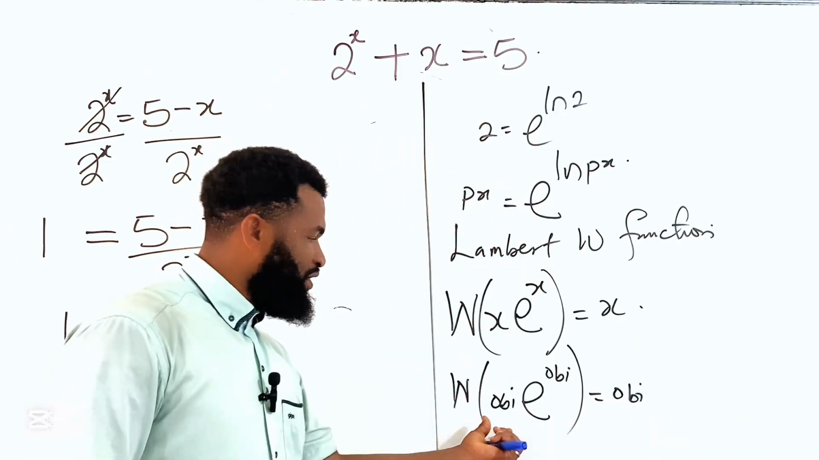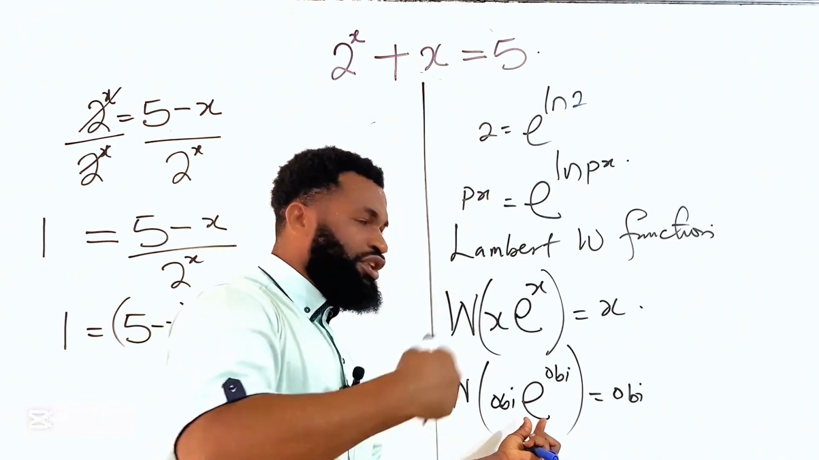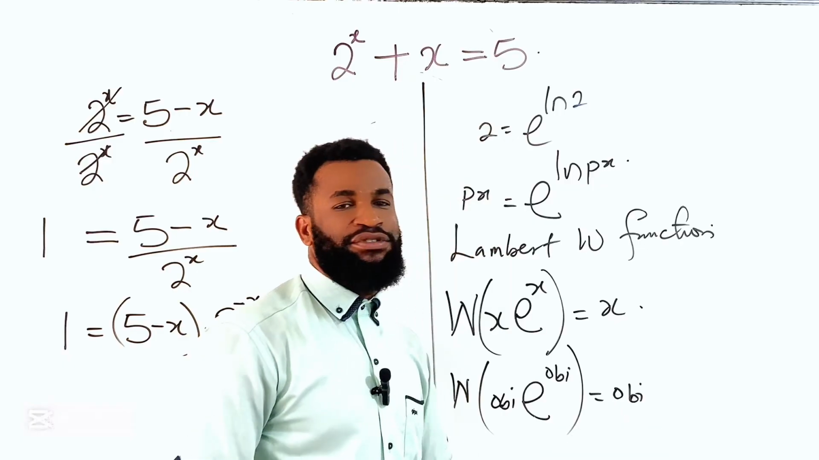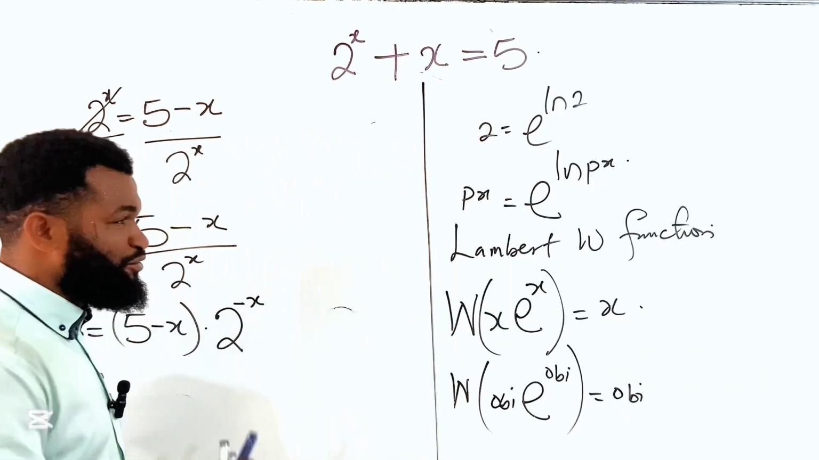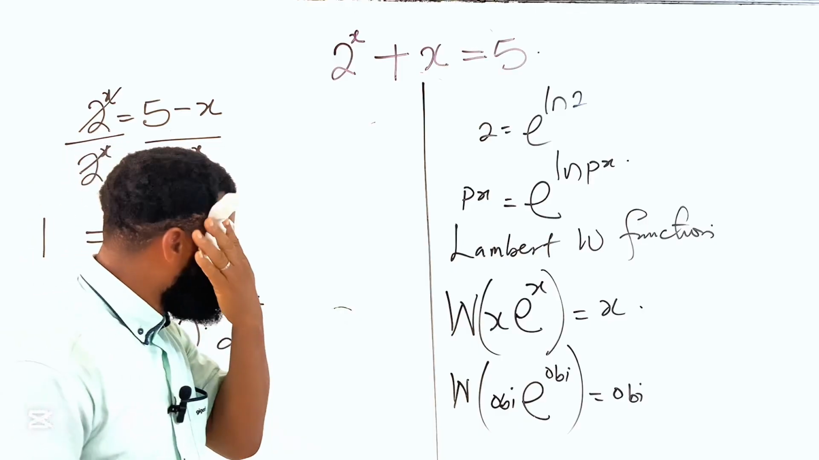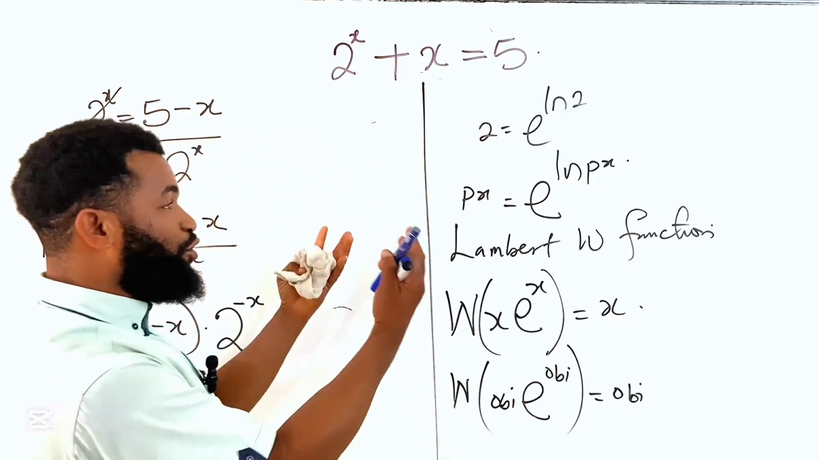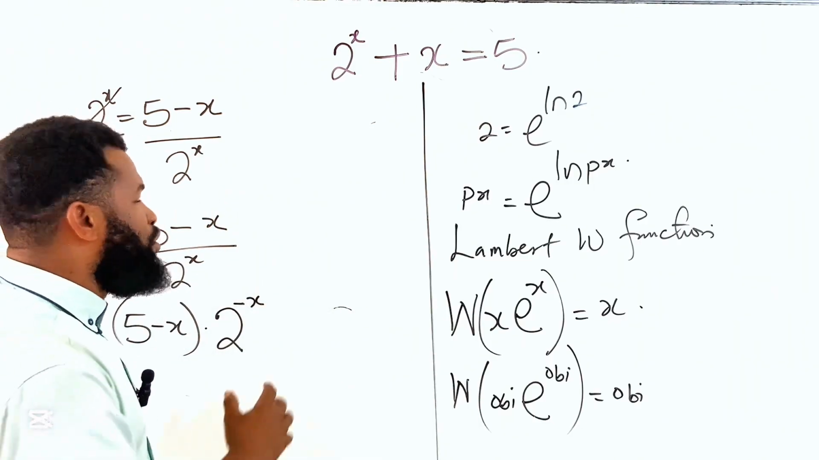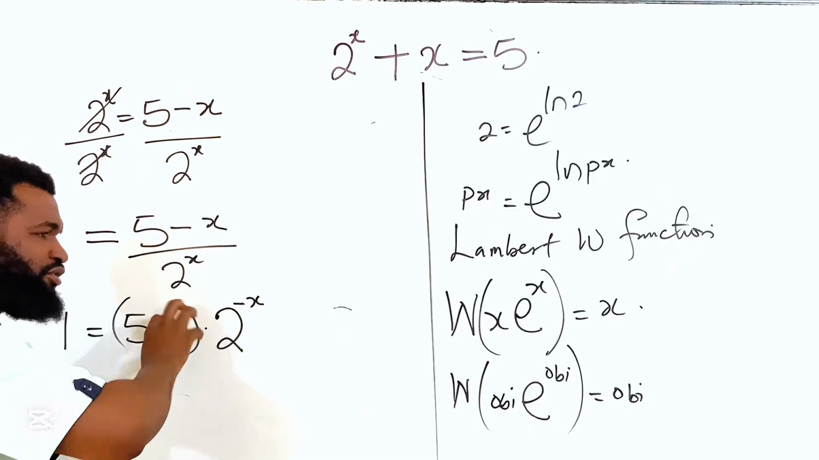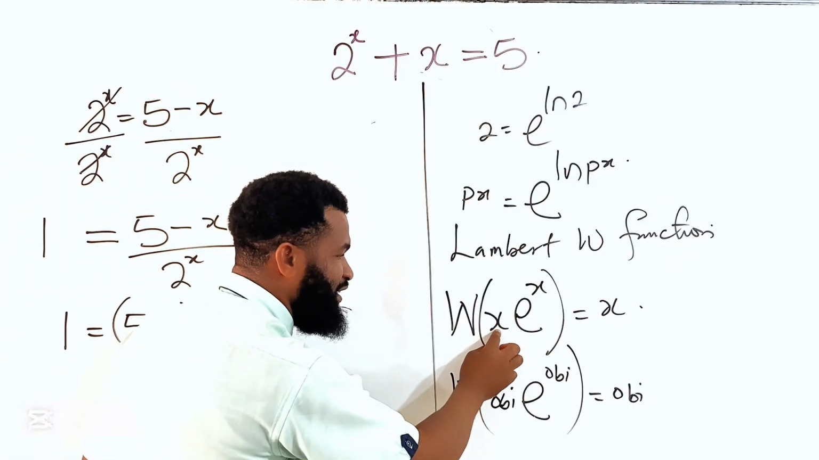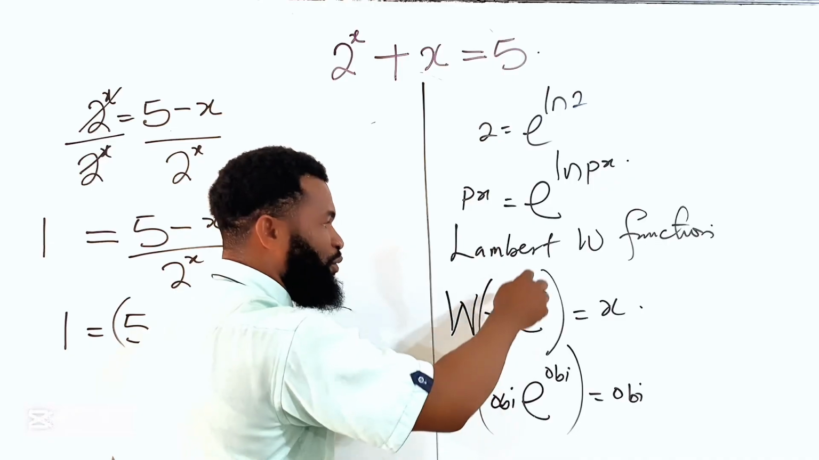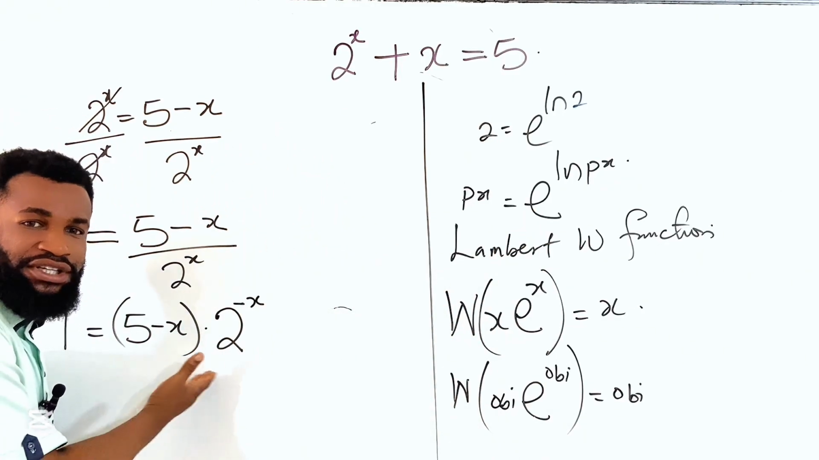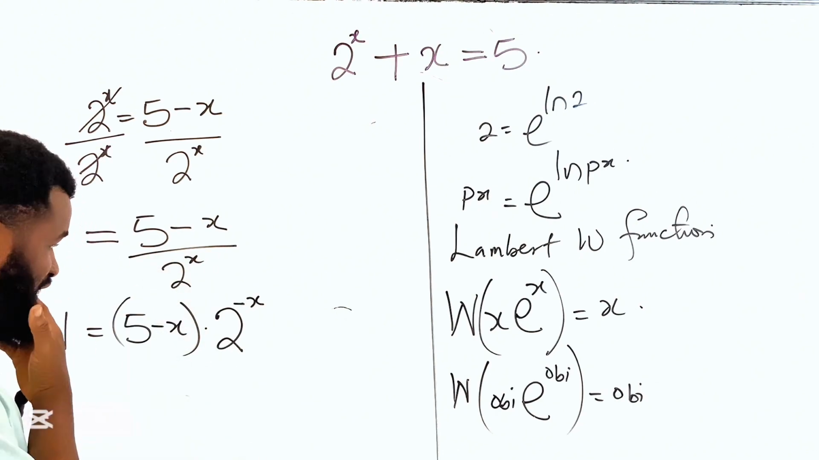So whenever you have a particular function times e to the power of that same function, if you employ the Lambert W function, you're going to have that same function. So I don't want us to see it as something very difficult. It's just a pattern that has occurred. I'm going to use these two to solve this problem. Now the question should be, how can I construct this equation in order to get it as x e raised to power x? That is the only problem we need to solve here. And I'm going to see how I'm going to do it.